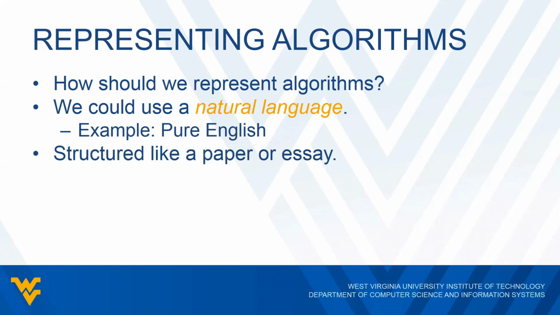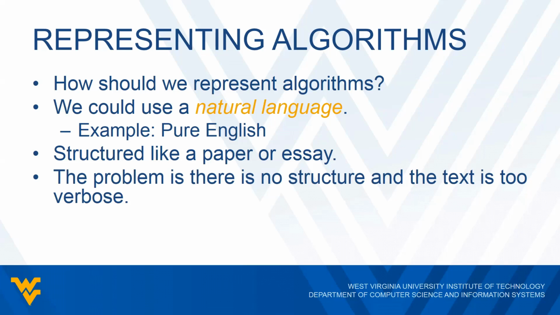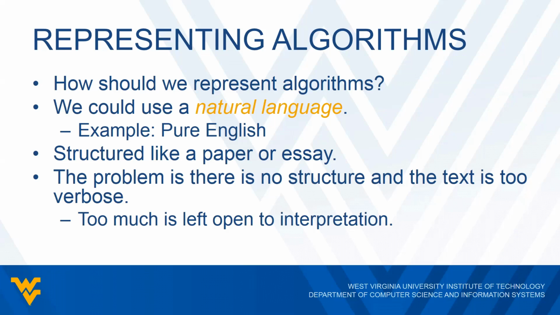But there is a major problem with using natural languages. It's because there really isn't the organized structure that we need in an algorithm, and the text is just way too verbose. Natural languages are great if we're trying to write novels or poetry or essays because we have this unstructured, free-flowing style. But this is horrible for algorithms because there's too much information left open to interpretation. If you're writing an essay or a piece of poetry, different people usually have different interpretations of what it means to them. But we can't have that for algorithms.